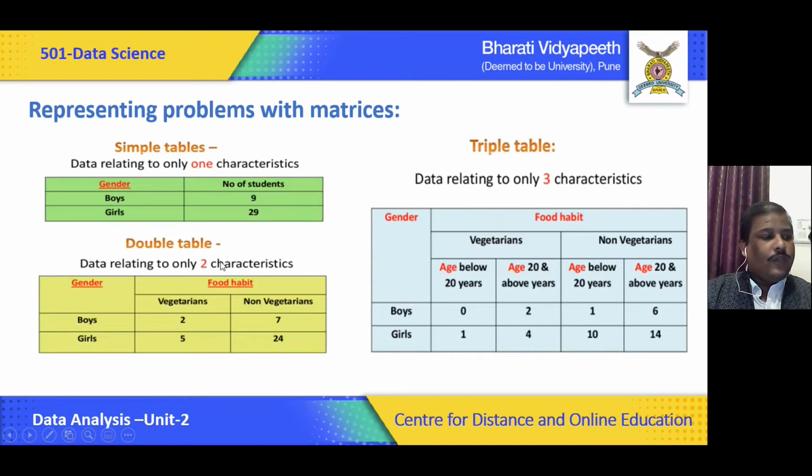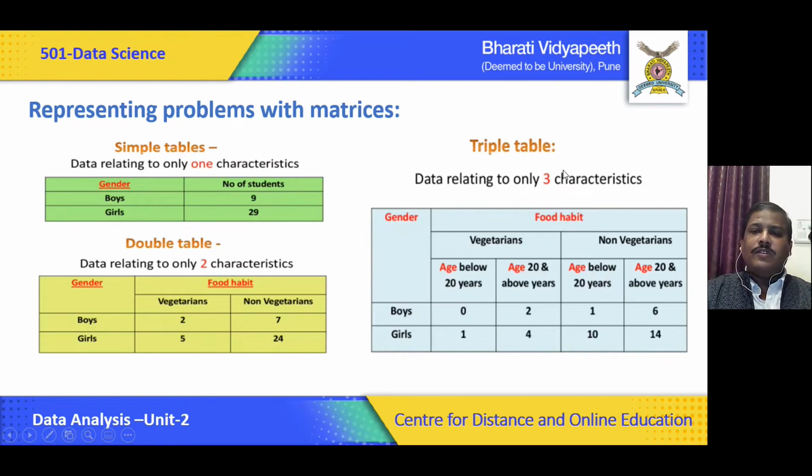So this is how we can derive some kind of small analysis or some decisions easily. Now this is two-characteristics data we can represent. We have rows and columns, and we have represented it this way. In this format, you can find out the boys and girls with respect to vegetarian and non-vegetarian. We can represent it in the matrix format.